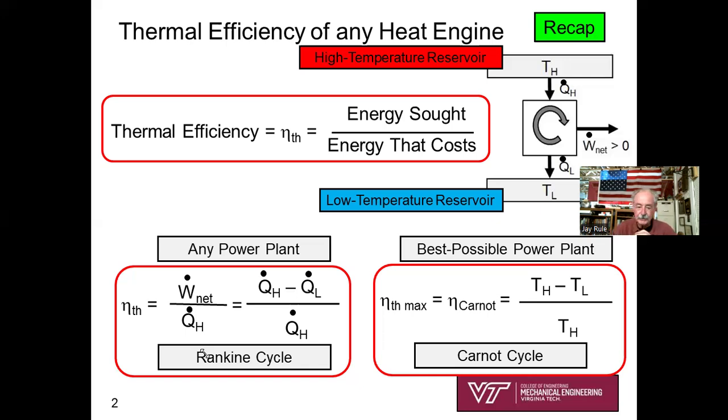Now, what about the Carnot cycle? That is certainly true for the Carnot cycle as well. But you remember that the Carnot cycle was made up of 4 special processes in which it's the best possible that you can do, the best possible thermal efficiency you can achieve when operating between TH and TL. You can derive that the maximum possible thermal efficiency is the Carnot thermal efficiency, which is TH minus TL divided by TH. That's the maximum possible thermal efficiency.